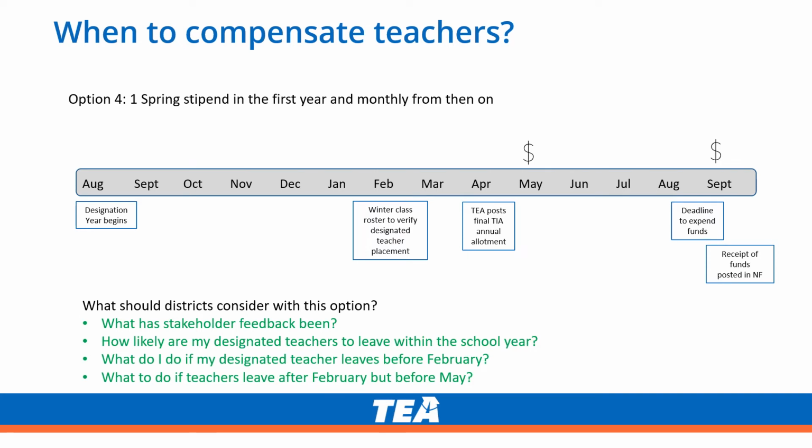In this final option, the district has decided to pay in one spring stipend for the first year and monthly stipends from then on. In this scenario, the district should consider the following. First, what has stakeholder feedback been? Second, how likely are designated teachers to leave within the school year? Third, what should the district do if the designated teacher leaves before February and the annual allotment can be confirmed? And fourth, what should the district do if teachers leave after February but before May?